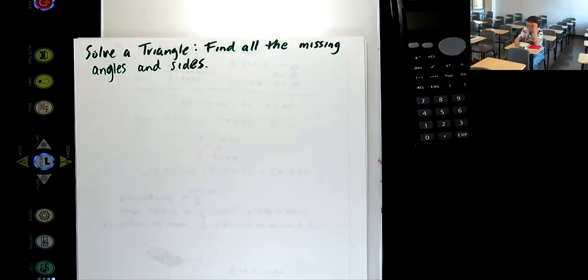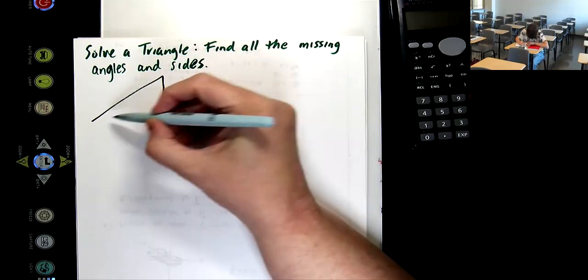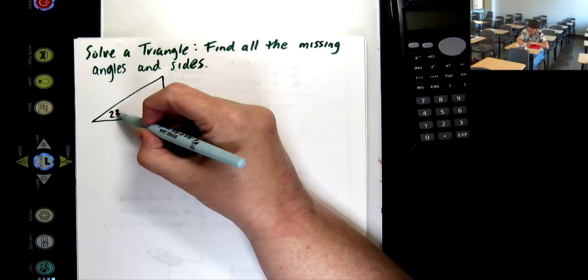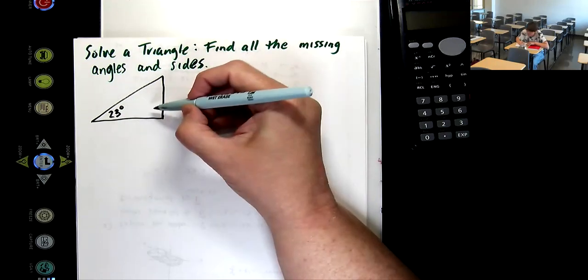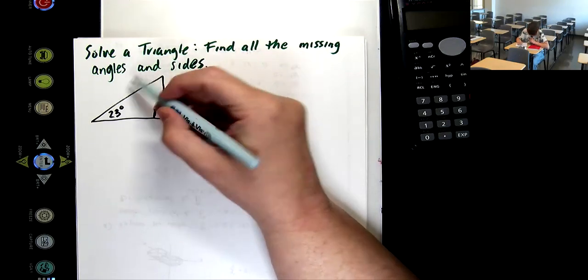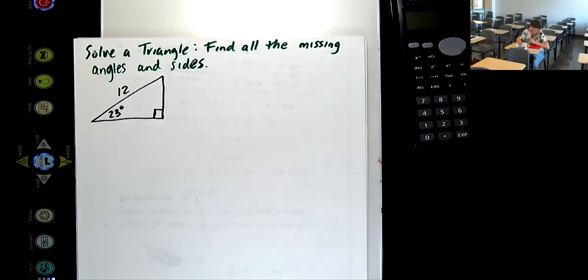All right, let's look at a triangle. Let's look at several triangles and go about doing this process. So we're going to start off with this triangle right here. This triangle has 23 degrees there. This is a right angle. And we will say the hypotenuse is 12. That is our given information.